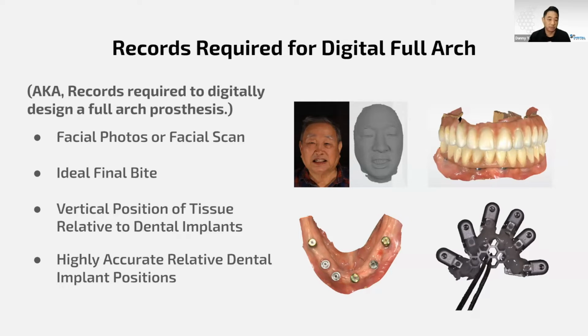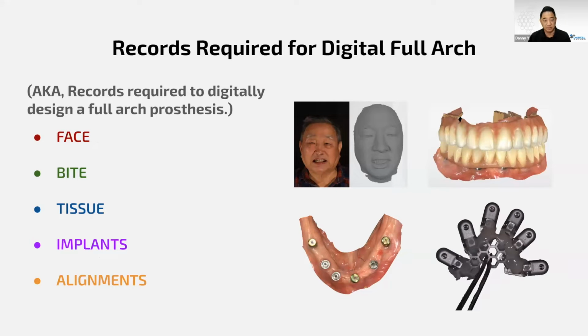We also want to make sure we capture the vertical position of the tissue relative to the dental implants. So wherever the implants are placed, we want to know how high the vertical position of the tissue is, where it is in relationship to those implants. And also, of course, very importantly, we have to capture highly accurate relative dental implant positions. There are plenty of ways that you can do this. Of course, we love to do it with OptiSplint, where we're capturing both a digital and analog record that's highly accurate of the dental implant positions.